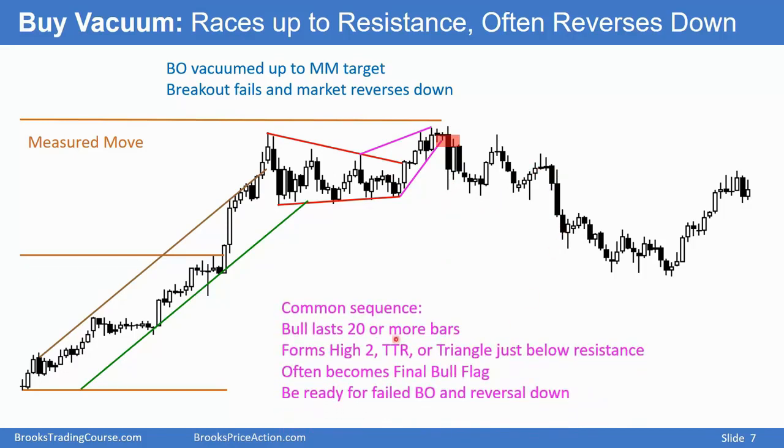It's a common sequence. You have a trend that lasts for 20 more bars. It forms either a high 2, a double bottom bull flag, a tight trading range, a triangle just below resistance, and that often becomes the final flag. Traders have to be ready for the breakout up to the resistance level to fail, and for the trend to end and form either a trading range or a reversal down.